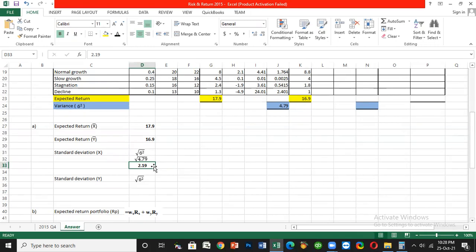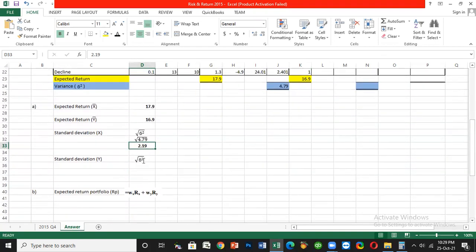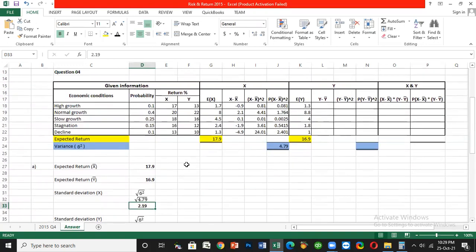Likewise, we can calculate the standard deviation of Y. This is the formula I already told: standard deviation is the square root of variance of Y. So first we calculate the variance of Y. We follow the three steps. First one is Y minus Y bar. Y 13 minus Y bar. Y bar is the expected return of Y, 16.9.